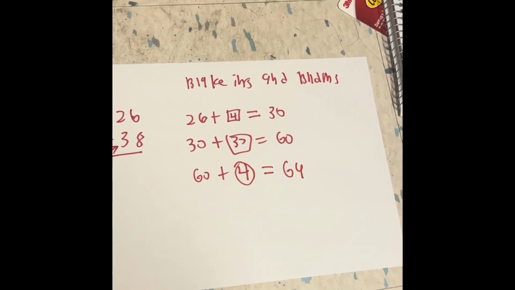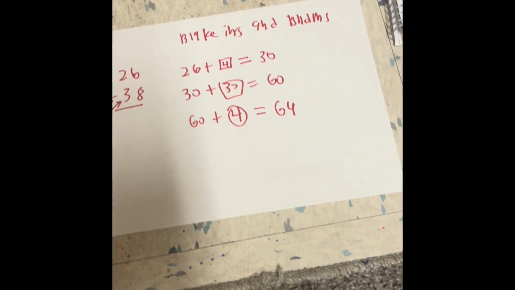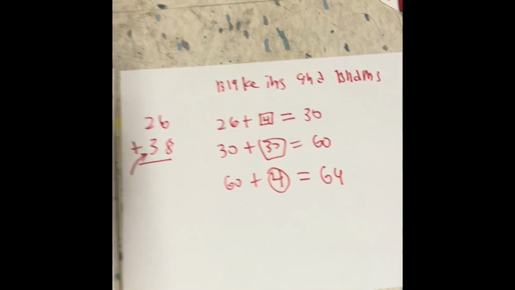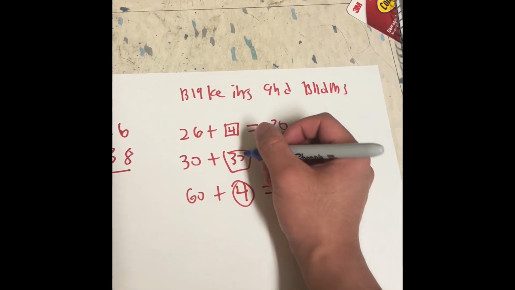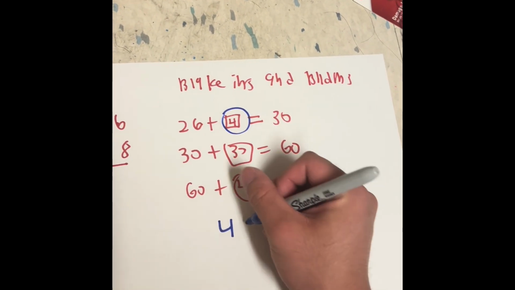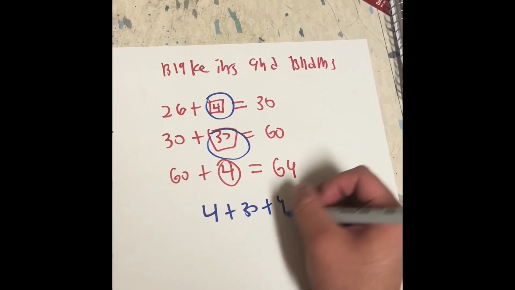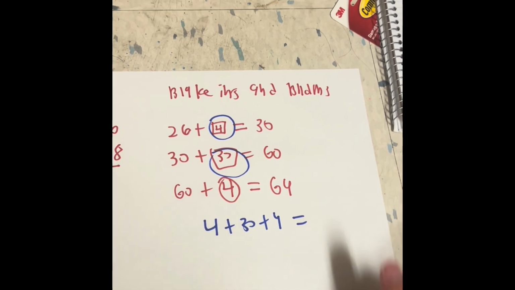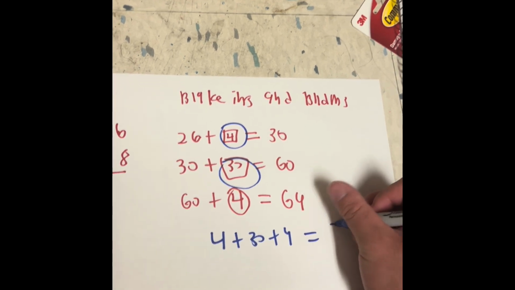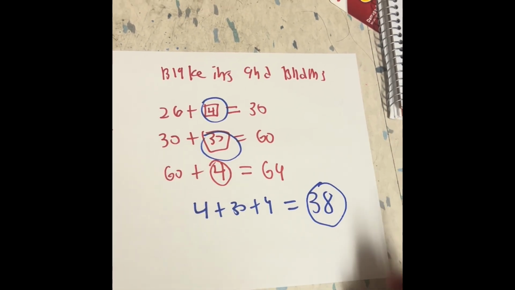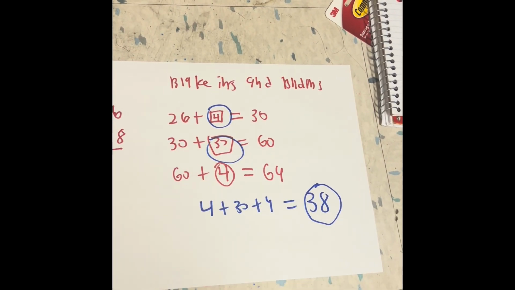So we know that it equals 64. But the reason why this strategy is really important is because we added step by step: that 4 right here plus 30 right here plus 4 equals, what does it equal? Yeah, 38. So that tells us that 38 is going to be in the middle.